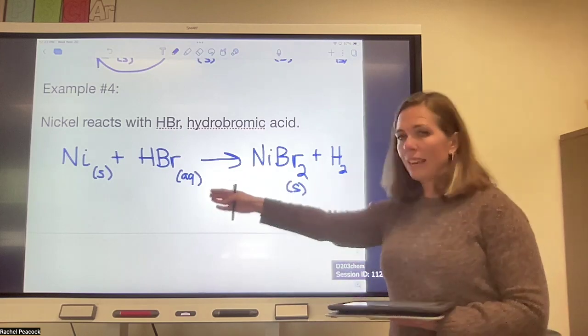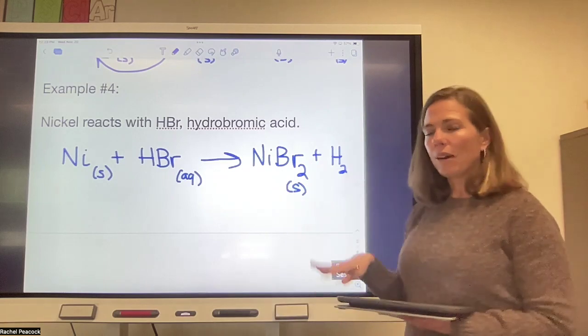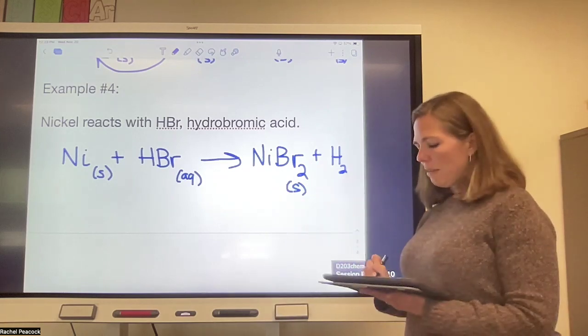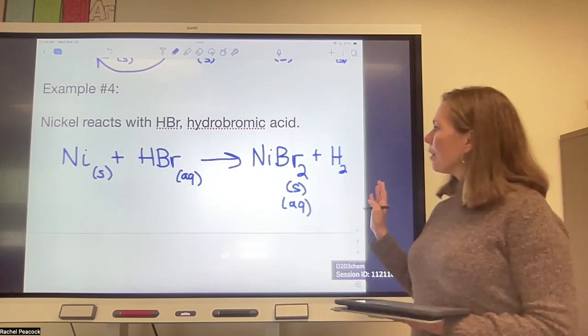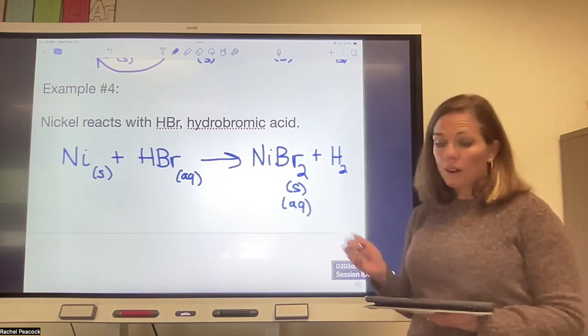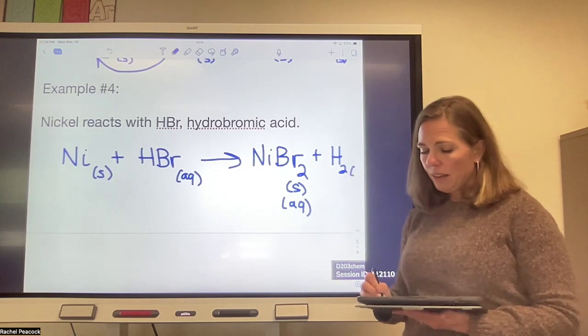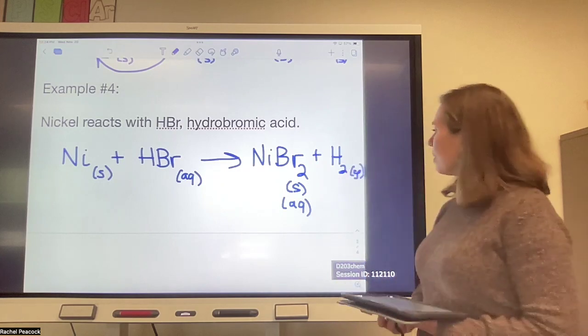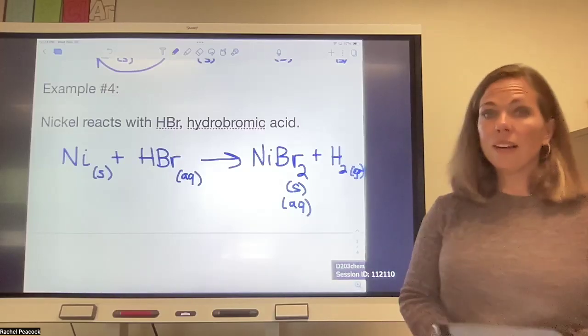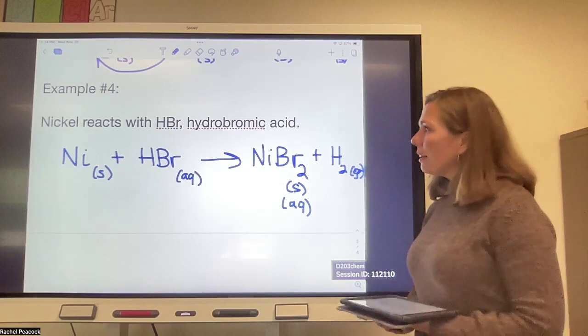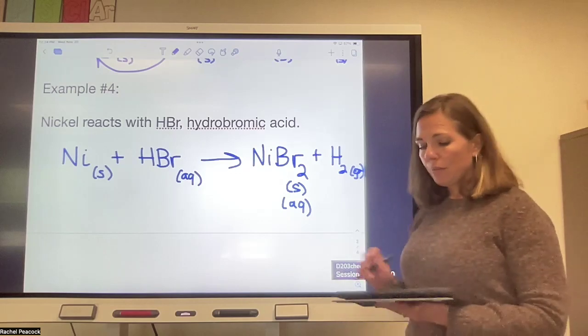Realistically, it's probably aqueous, but we're not quite there yet. So you could label it as either a solid or aq. And then hydrogen, hydrogen must be a gas. Okay. So you would put a little g by hydrogen for gas. All right. So that is how you predict products.